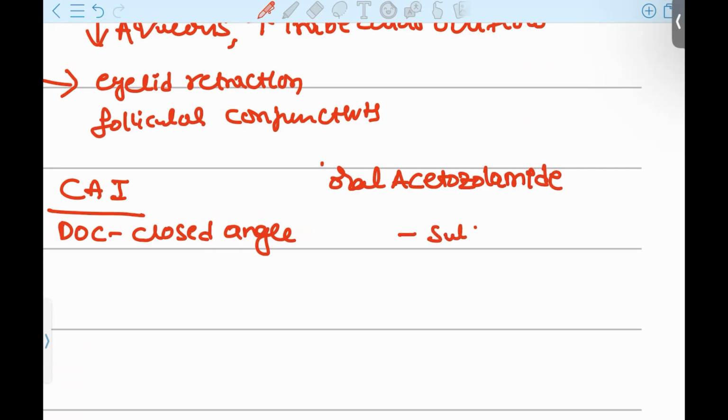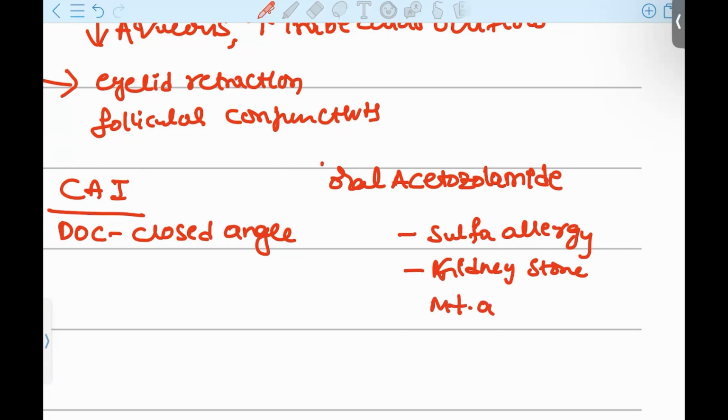Patients who have a sulfa allergy, it is contraindicated. And patients who have kidney stones, it is also contraindicated, and rarely this will cause any other systemic symptoms. Kidney stones, metabolic acidosis, sulfa allergy, these are only seen with acetazolamide, because we are not giving it through the eye, right?